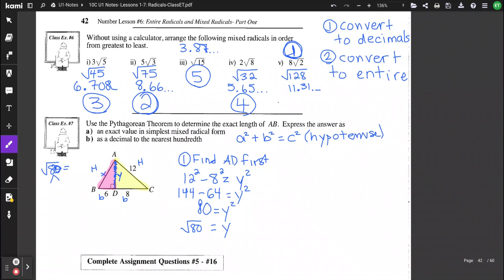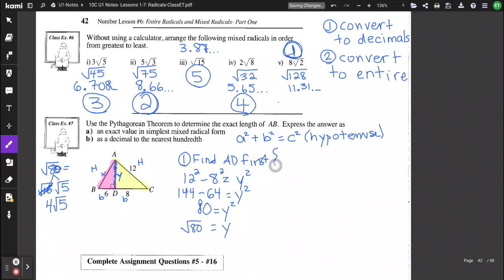Okay, so what do we get for 80? 80 will divide by which number? Not 9. That's not a perfect square. We've got to divide by perfect squares. 16 is a perfect square. So it's going to divide by 16 and 5. So we're always dividing by perfect squares. So 16 times 5. We're going to solve the 16 because it's a perfect square, and it becomes 4. So 4 root 5, or square root 80, is that y number.